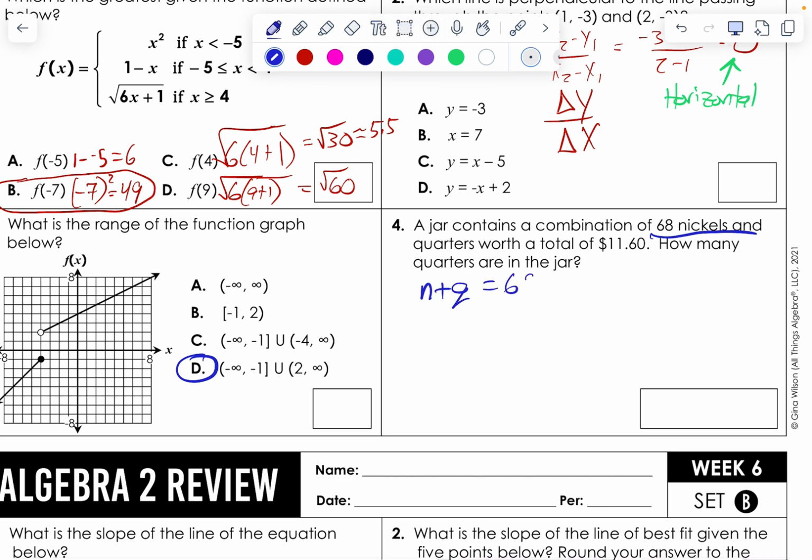N plus Q equals 68 for a total coin count of 68. And then the total money would be 0.05 N plus 0.25 Q equals 11.60. Everybody good on that? Like 0.05 is 5 cents, 0.25 is 25 cents. And then how do you solve this? We actually did a fair bit of this as well.